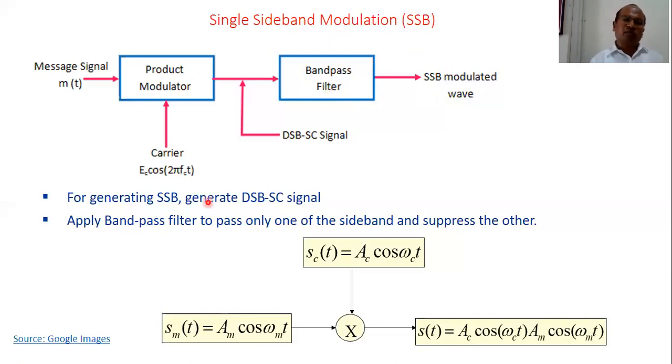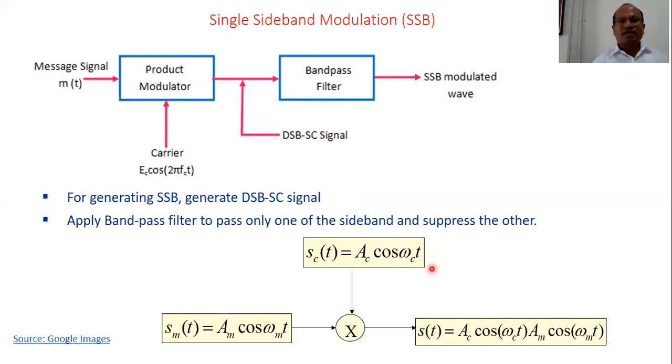For generating SSB, we need to generate DSB-SC. Then we can apply a band pass filter to pass only one of the sidebands and suppress the other. Because at the input of the band pass filter, you can see here that there are two sidebands. One can be rejected and the other can be passed.